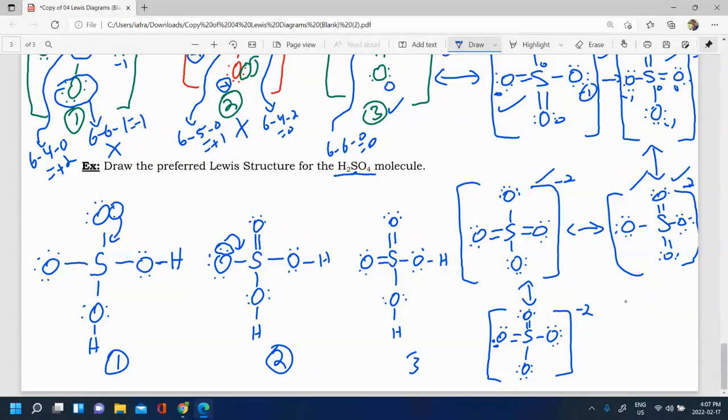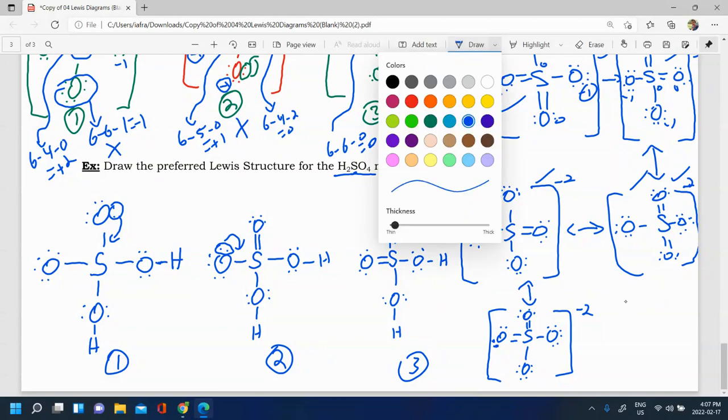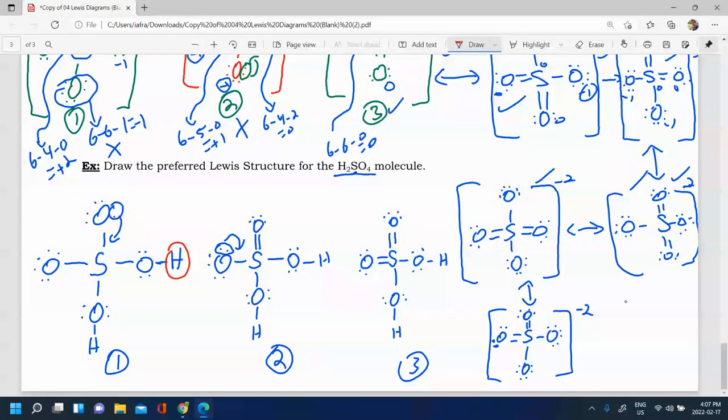But we need to choose which structure here is the best because they're all technically okay. They're not breaking any rules. One of them is a stable octet, one of them is expanded with 10 electrons, and one of them is expanded with 12 electrons. And so sulfur is allowed to have that expansion. Let's go and calculate some formal charges for our different structures and see which one ends up being the best. So we'll start with structure number 1. We'll start with our hydrogens. Number of valence electrons, 1, minus number of dots, 0, minus number of lines, 1.